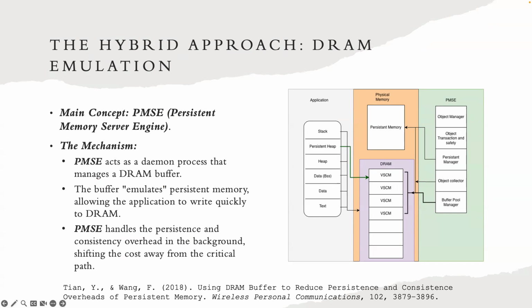Where is the buffer located? This is the DRAM buffer. The VSMC means virtual storage class memory, so it's just a virtual PM inside the DRAM. The application thinks that it's writing on the PM, but it's actually writing on the DRAM, and then the PMAC brings the whole data to the persistent memory. So the buffer is in the DRAM.